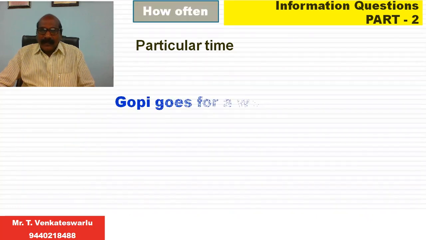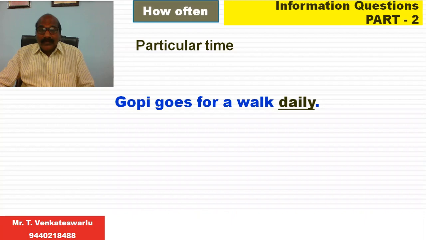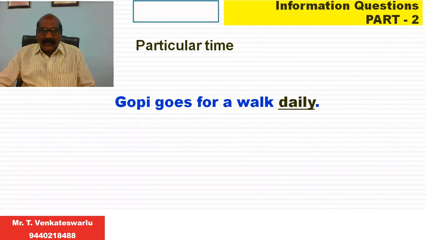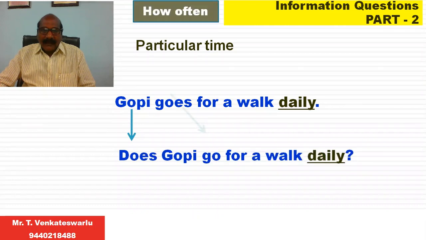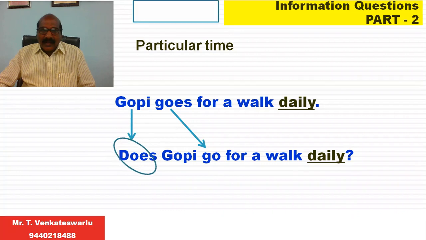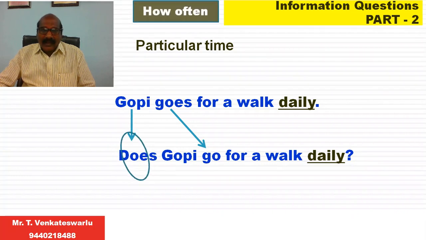Next example. Gopi goes for a walk daily. Here the given verb is in simple present tense. And whenever the given verb has s or es, we have to begin the yes or no type question with does. And the main verb does not have s or es. Does Gopi go for a walk daily?